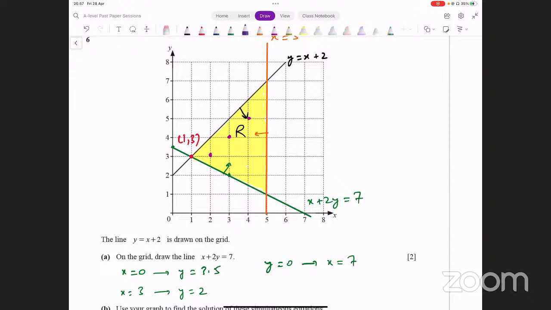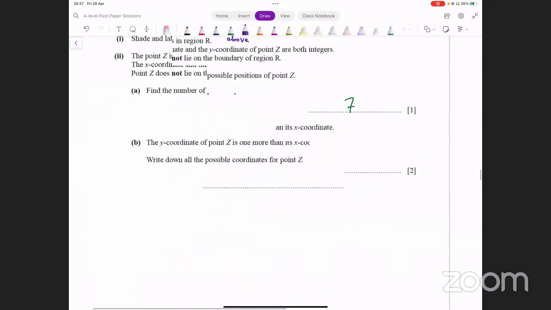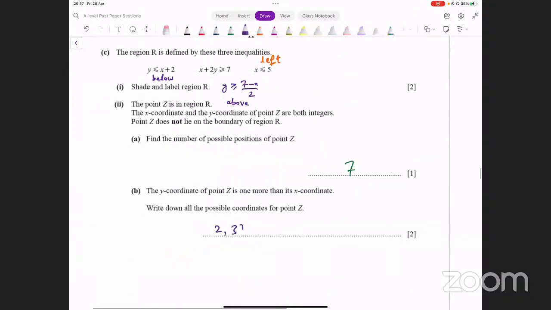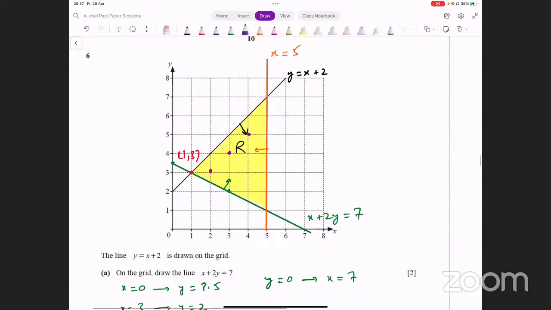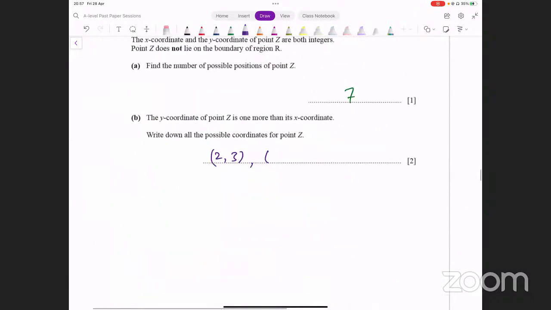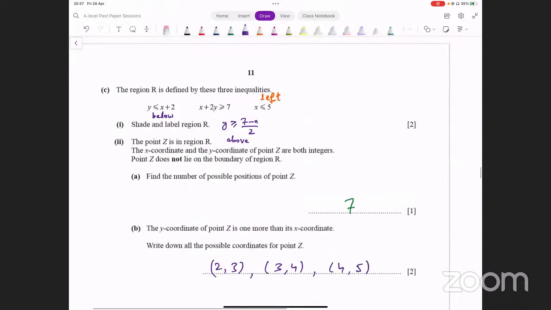So what are these 3 points now? Let's write them down. (2, 3), that's one point. And then the other points are (3, 4) and (4, 5). Let's write them down here. (3, 4) and (4, 5). These are the 3 possible points in that shaded region that satisfy the given conditions, कि coordinates integer होने चाहिए और y कोऑर्डिनेट x कोऑर्डिनेट से 1 यूनिट ज्यादा होना चाहिए.